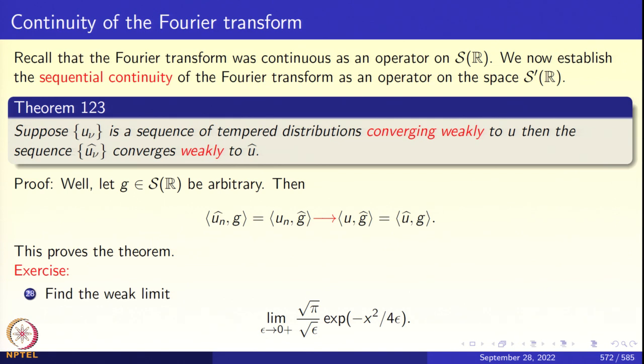A simple exercise: find the weak limit of root pi by root epsilon times e to the power minus x squared by 4 epsilon. Either you can use the definition of weak limit, or you can recognize this as the Fourier transform of e to the power minus epsilon x squared. e to the power minus epsilon x squared converges weakly to 1. So by the continuity of the Fourier transform, by theorem 123, the corresponding Fourier transforms will converge to the Fourier transform of 1, that is 2 pi times the Dirac delta. So I've given you the exercise and two different ways to proceed.